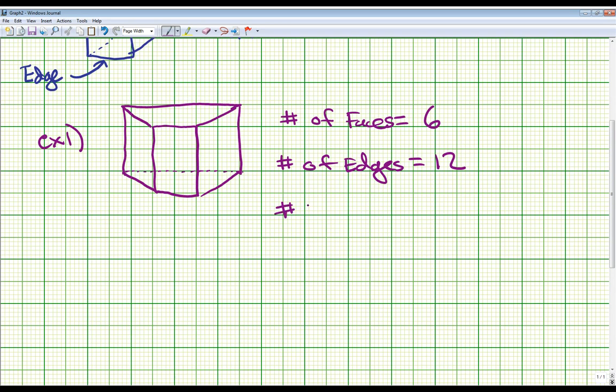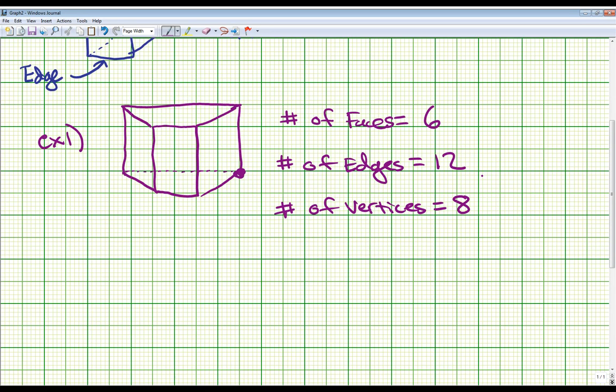And lastly, they want us to know how many vertices there are. So number of vertices. Remember, the vertices are the corners. So we've got 1, 2, 3, 4, 5, 6, 7, 8 corners. So we have a total of 8 vertices.